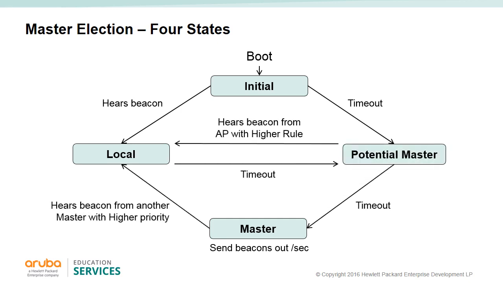The IAP will now send out potential beacons, or it may receive a potential beacon from another IAP. Then the rules of the election process will be applied to determine who should be the master. If the IAP wins the election process, it becomes the master. If there is the possibility of two masters, then the election process will determine which should be the cluster master.